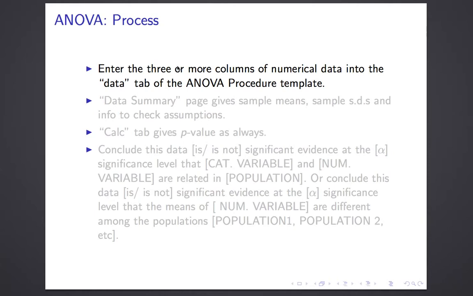As usual, I'll give you a quick run-through of the process, but I'll show it to you in the example, in fact in two examples, which is where it will really make sense, I think. Of course, we're going to download the ANOVA procedure from the templates page of my website. It'll be under numerical procedures with many populations, or many samples, and there will be a data tab, and we'll enter the 3 or more columns of numerical data. Since we have 3 or more populations, we will see 3 or more columns of data for the numerical variable. We'll enter that into the data tab.